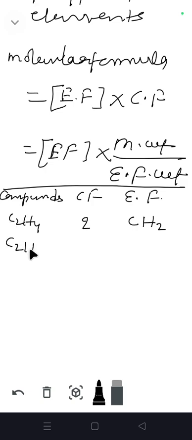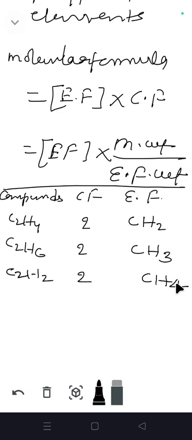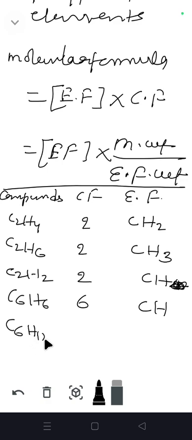Now we are taking C2H6. Here also the common factor is 2, so the empirical formula will come CH3. C2H2, the common factor is again 2. The empirical formula will be CH. Another is C6H6. The common factor is 6. Again the empirical formula will come CH. Another we are taking C6H12O6. The common factor is again 6. The empirical formula will come CH2O.